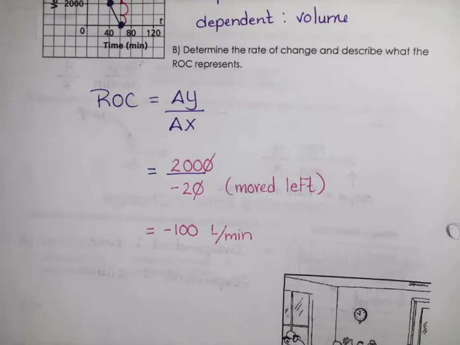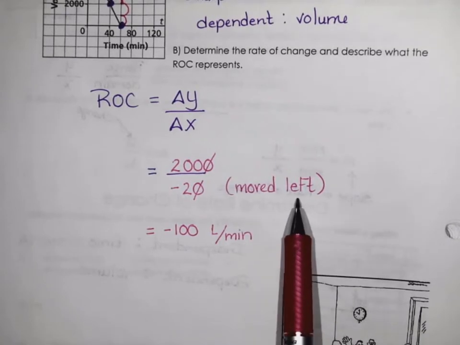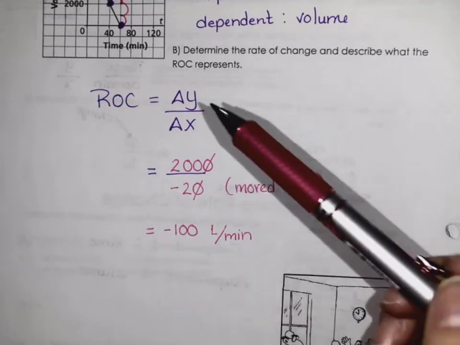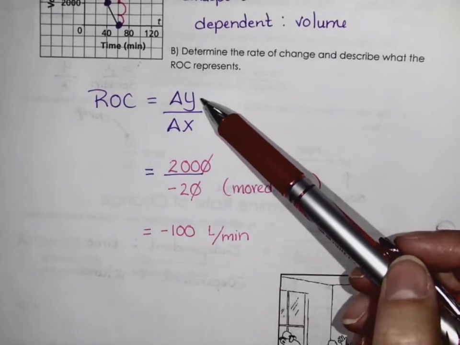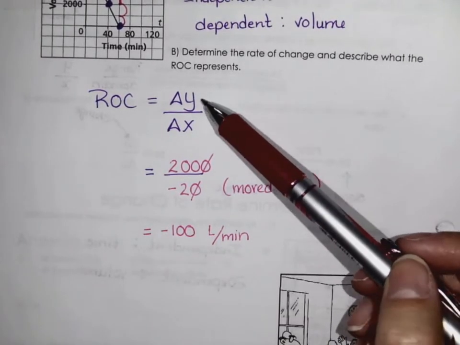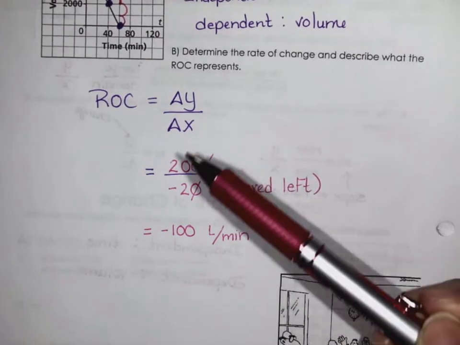A couple of quick things. Know your lefts and rights. Know your ups and downs. But also you have to have your change in the y goes on top. Your dependent goes on top. Your independent goes on the bottom.